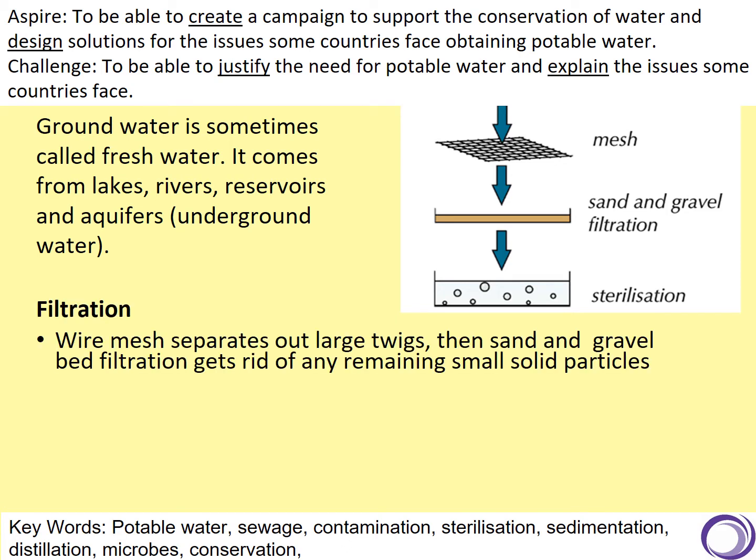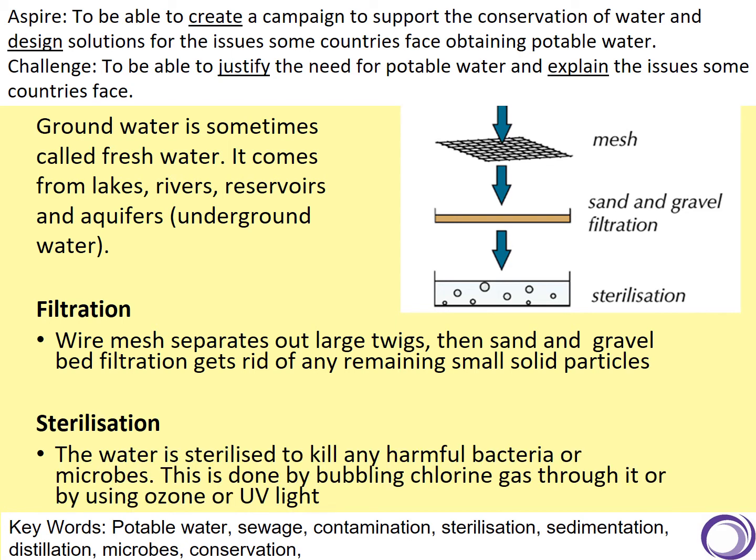So the filtration, it's a big wire mesh which separates out any large twigs, and then sand and gravel bed will filter out any of the remaining solid particles. And then the sterilisation is done to kill those harmful bacteria that we've mentioned previously. And it's done by bubbling chlorine gas through it or using ozone or ultraviolet light.